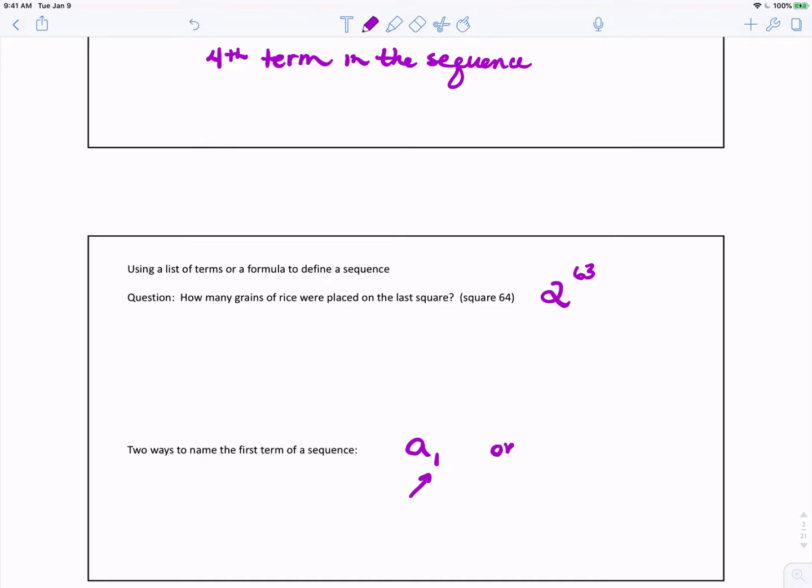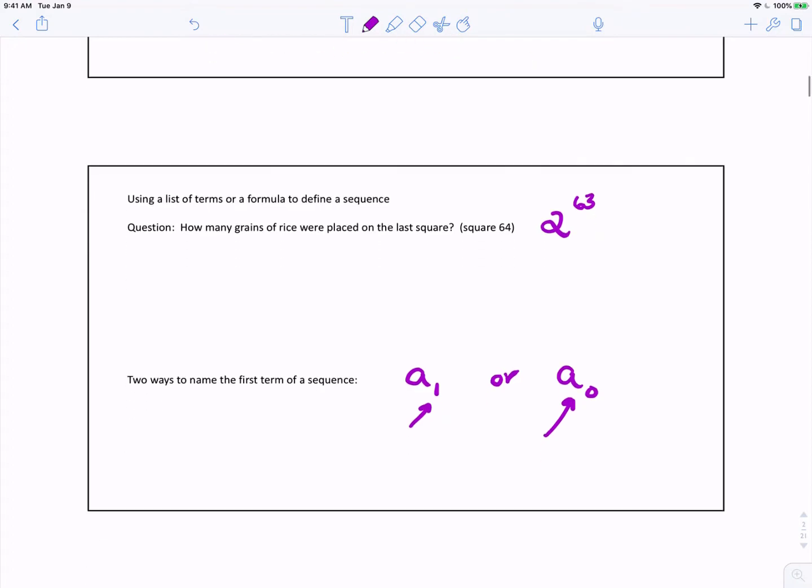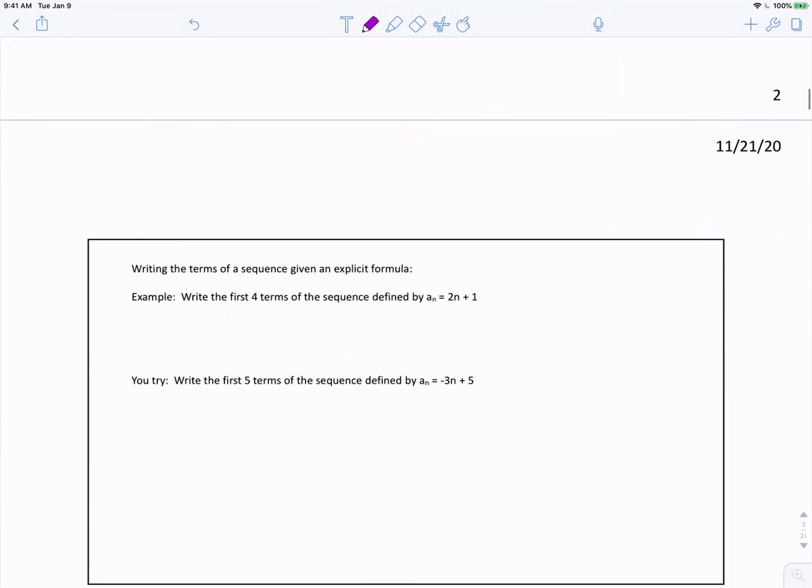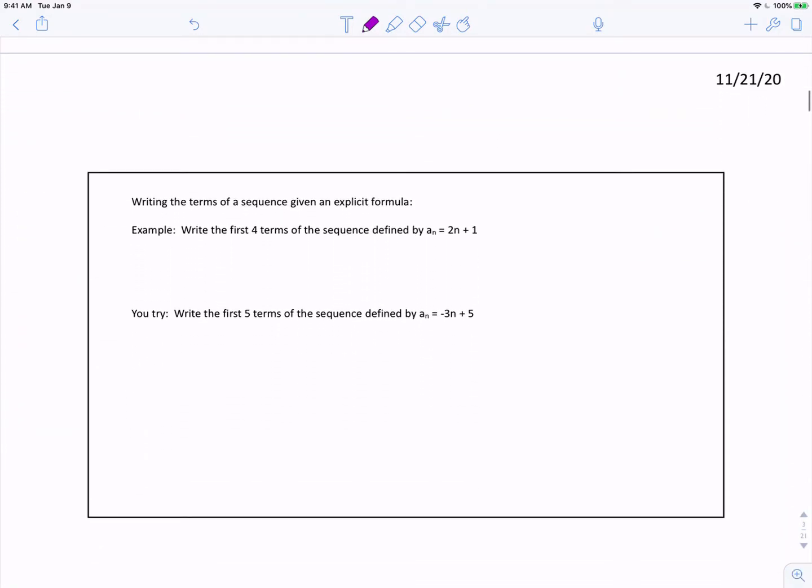But sometimes we might call the first term of the sequence a sub 0. You might wonder, well, how am I supposed to know which one I'm using? It'll be clear from the definition of the sequence, but sometimes we come up with easier explicit formulas if we start the first term with a 0 instead of a 1. But those are just two ways that we often use them.